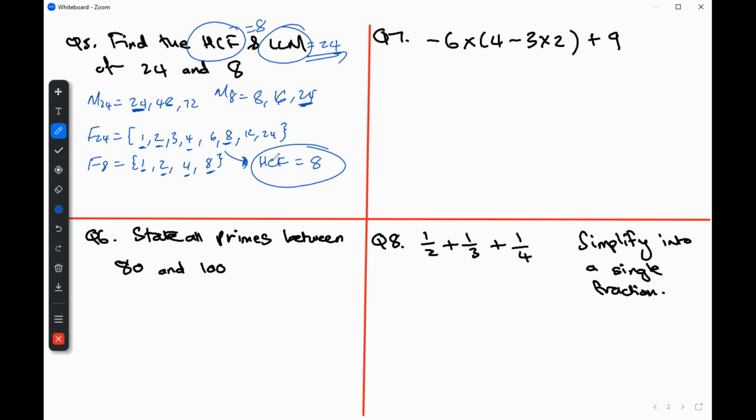And the lowest common multiple equals 24. All right, let's have a look at the next one. State all primes between 80 and 100.